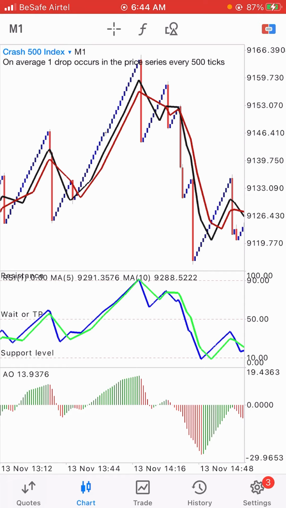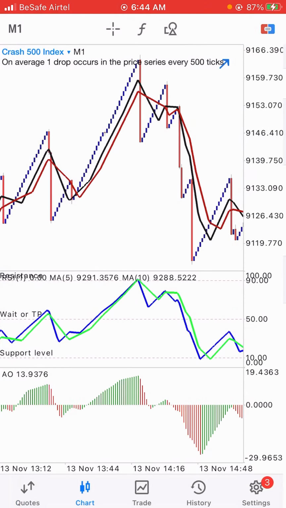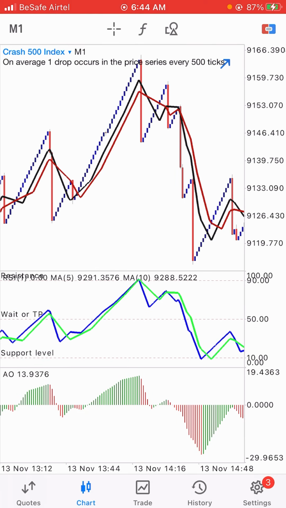Because when price is in a downtrend, that's when you're expected to be selling. That's when you're going to catch all the spikes in that trend. Because you can't be catching spikes when price is in an uptrend in Crash. So you wait patiently to be able to identify the downtrend in the Crash before you take part in the trade for that day.